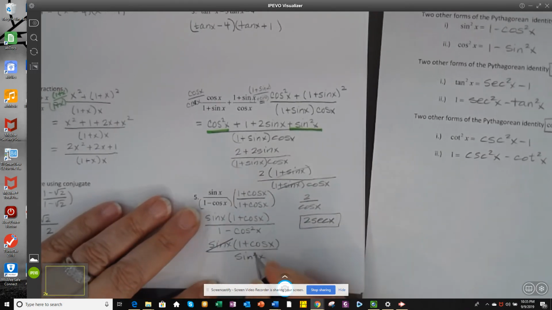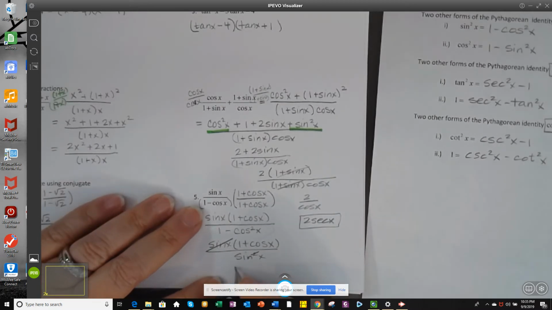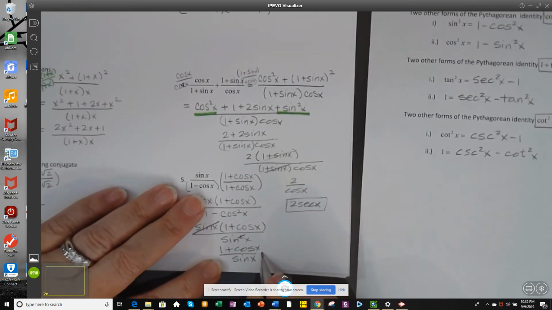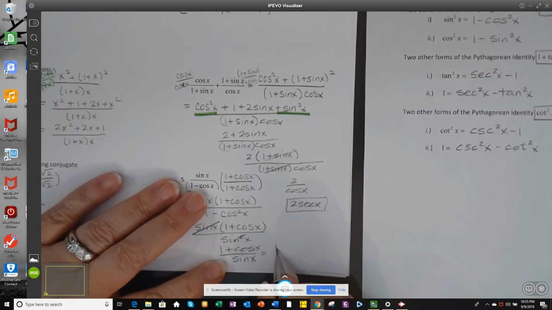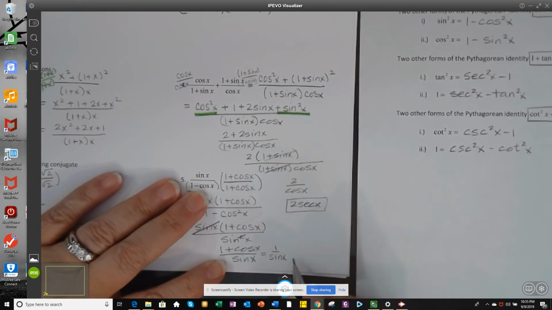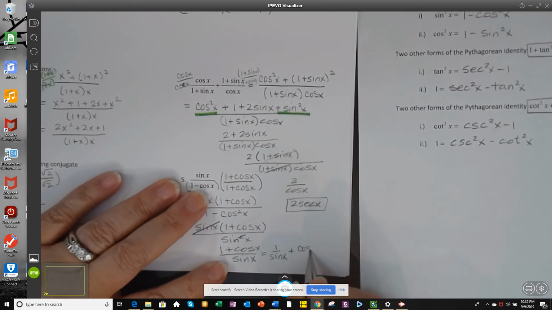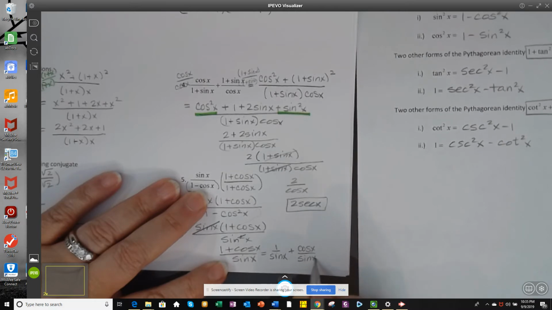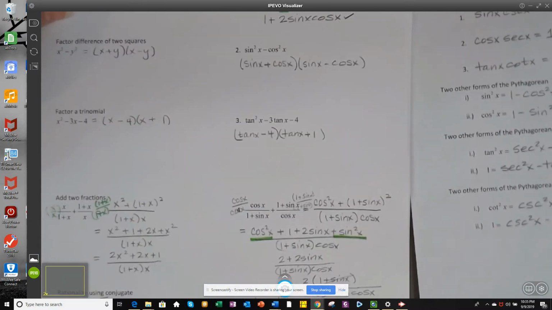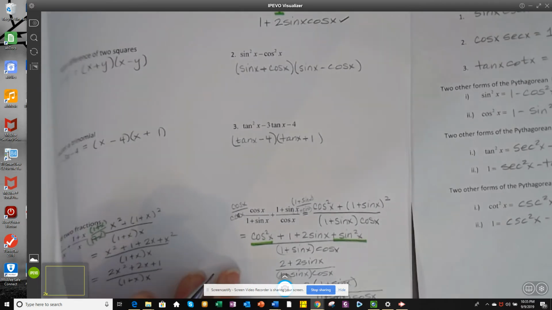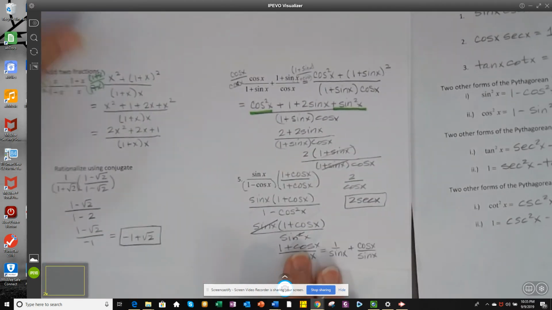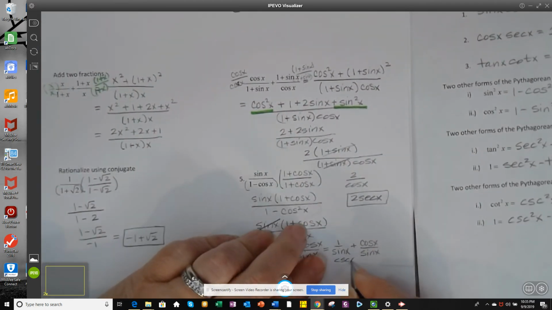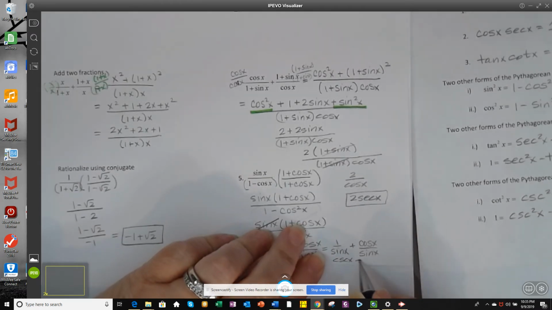I can get rid of one of these and one of these, and I'm left with 1 plus cosine x over sine x. And then I could bust up the fraction and say 1 over sine x plus cosine x over sine x. And 1 over sine x is equal to, you're right, it's equal to cosecant x plus, and then cosine x over sine x is equal to cotangent x.